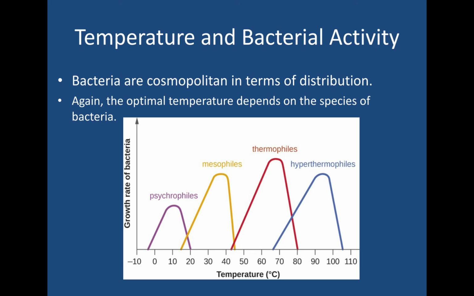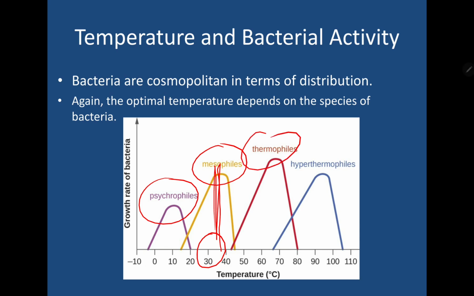For example, we have psychrophiles. Psychrophiles thrive in low temperature areas. Mesophiles, on the other hand, usually thrive in or near body temperatures, here, as you can see, more or less the range of around 36, 37. And then we have thermophiles, which thrive in high temperature areas. And finally, we have hyperthermophiles that thrive in very high temperature areas, usually temperatures of above 80 degrees Celsius.